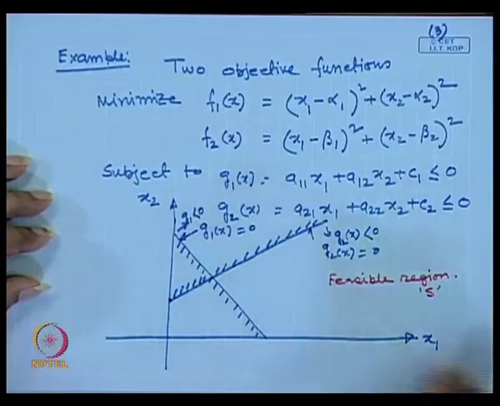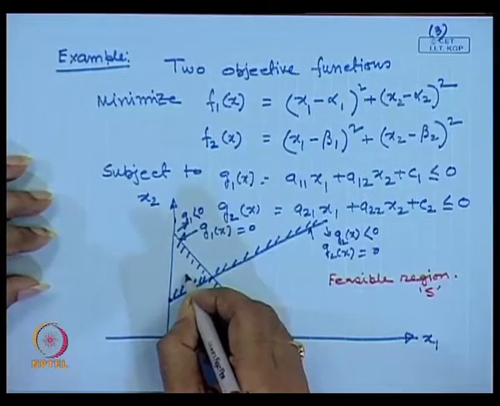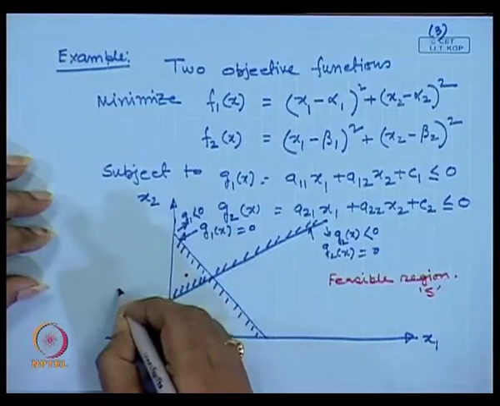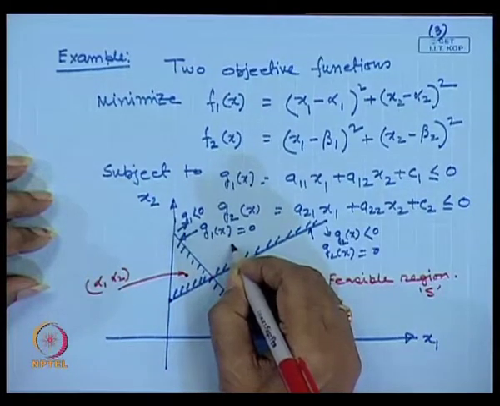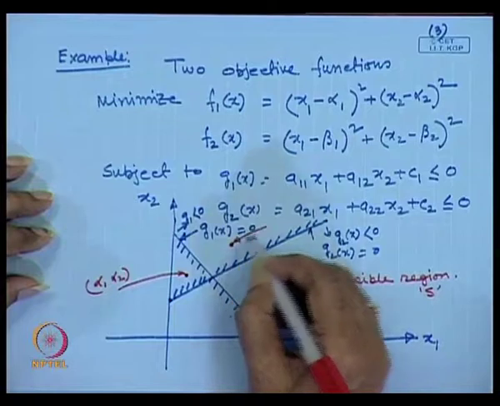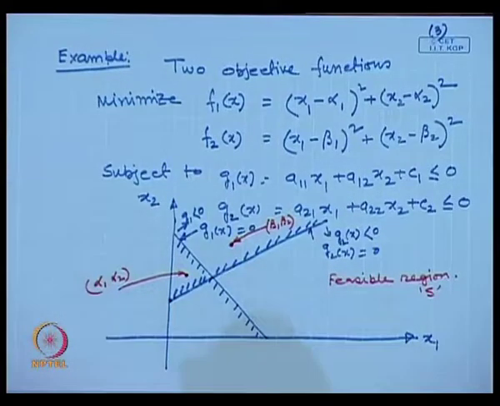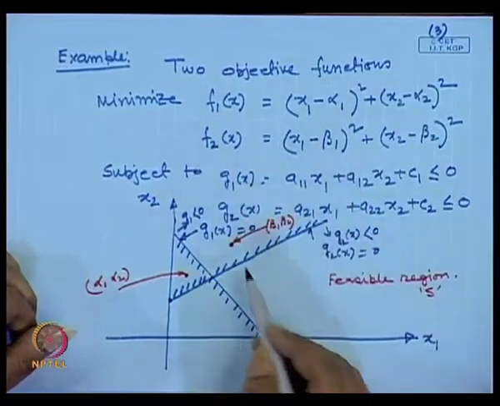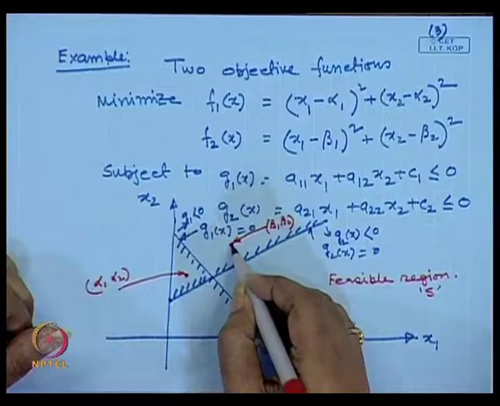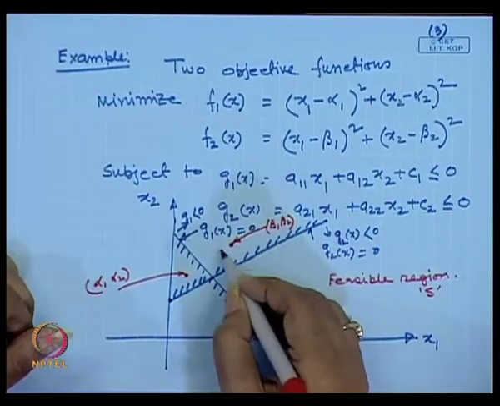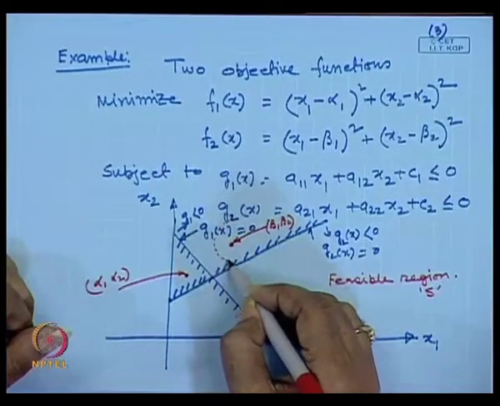Now, let us see what our 2 objective functions are. For one objective function, let us call the center here, whose coordinates are alpha 1 and alpha 2. Another center, let us call it here, is beta 1 and beta 2. Okay. Now, you see this objective function f 2. This objective function value will be minimum when you draw a circle which touches this line g 2 of x.